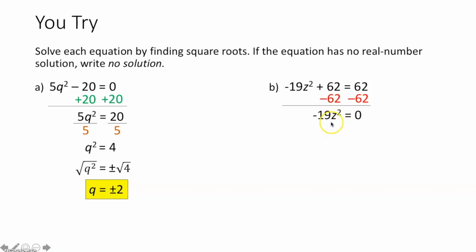To get z squared by itself, I divide both sides by negative 19. What do you get when you have 0 divided by negative 19? Well, 0 divided by any number besides 0 is going to be 0. So we get z squared is equal to 0.